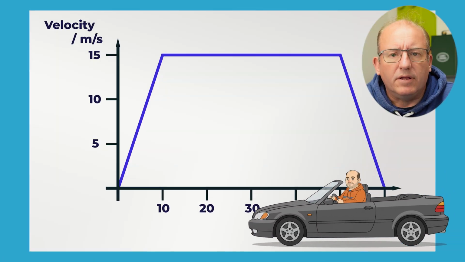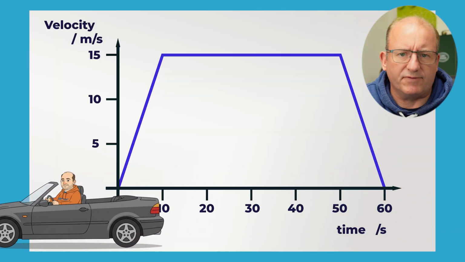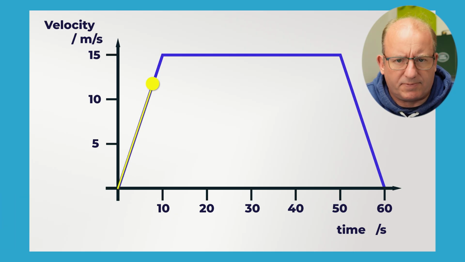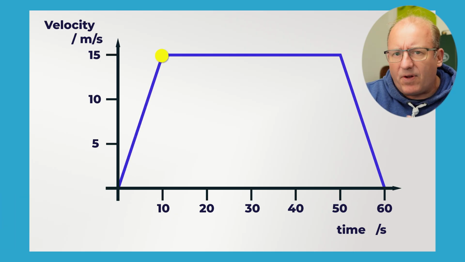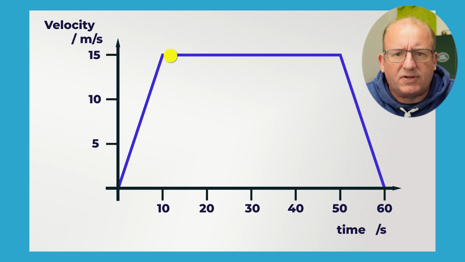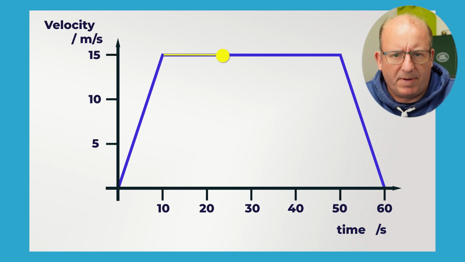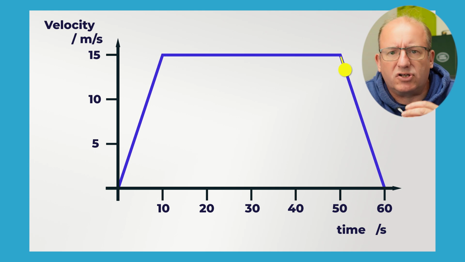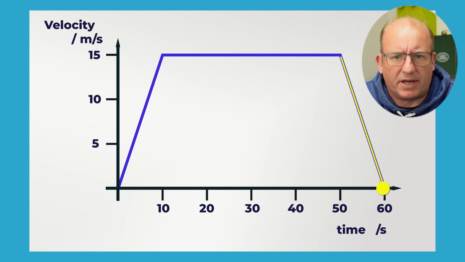Let's take a look at a simple car journey. The car starts with a velocity of 0. Then over 10 seconds it speeds up to 15 meters per second. And then for the following 40 seconds it remains at the constant speed of 15 meters per second. And then in the last 10 seconds it slows back down to 0 again.